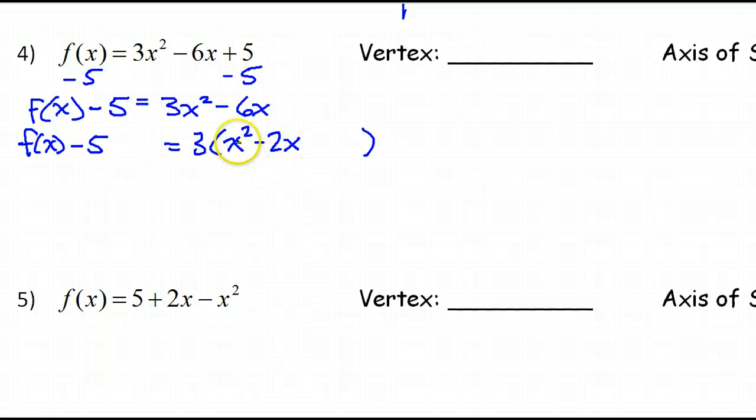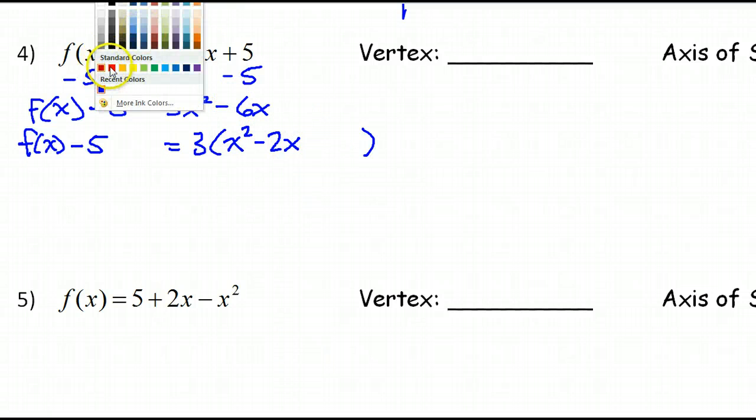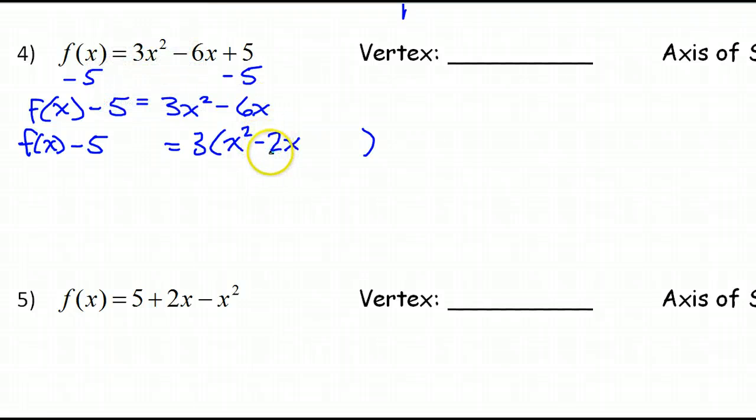Or you could think distributive property. If I were to distribute, I have to get back to the previous step. So 3 times x squared, 3x squared. 3 times negative 2 is negative 6. Now is the time where we complete the square. Now we do half of the middle squared. Half of this is negative 1. If you square that, you get positive 1.